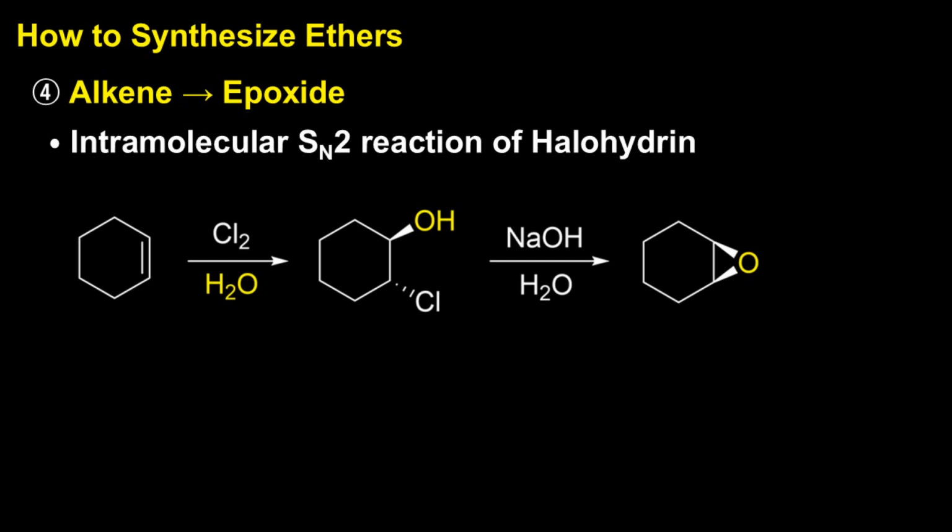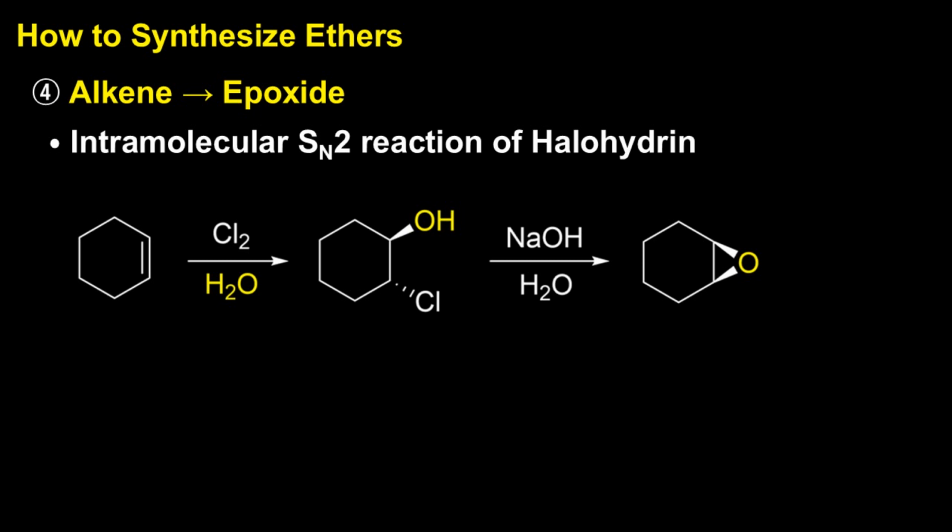There's one more common way to make epoxides, and that's by using a halohydrin in an intramolecular SN2 reaction. Here's how it works. We start with an alkene and react it with a halogen, like Cl2, in the presence of water. That gives us a halohydrin, which has both an OH group and a halogen on neighboring carbons. Next, we add a base, like NaOH. The base deprotonates the OH group, turning it into an alkoxide. And that alkoxide quickly swings around and attacks the adjacent carbon, kicking out the halide in a classic backside SN2 reaction. That's what closes the ring and forms the epoxide.